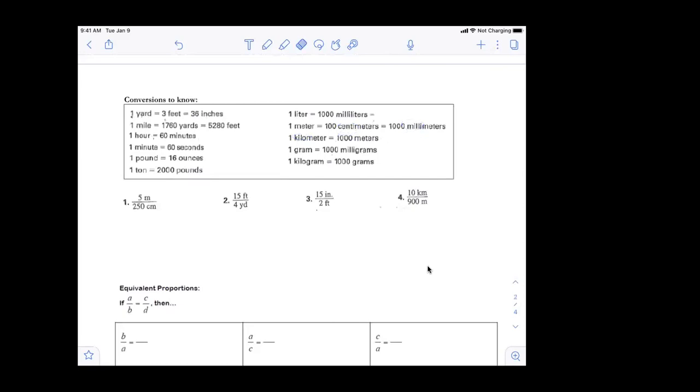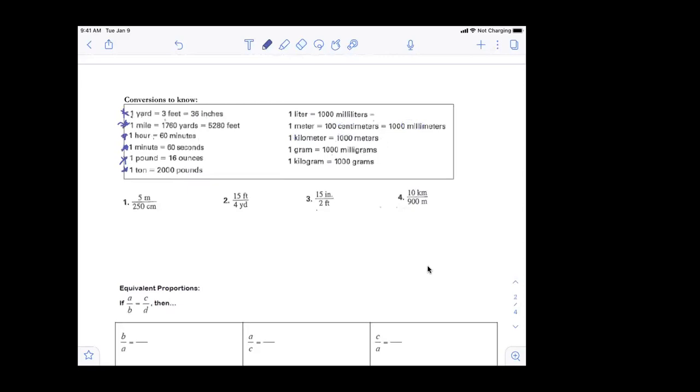But there are some that we should just know off the top of our head, right? Like yards and feet, miles and feet, hours and minutes and seconds and minutes. And then pounds and tons just aren't that hard. So we should also know those. You will eventually have to know these. So if I ask you, you should know that centi is 100 of 1, and a kilo is 1,000. But for right now, we'll just use this.